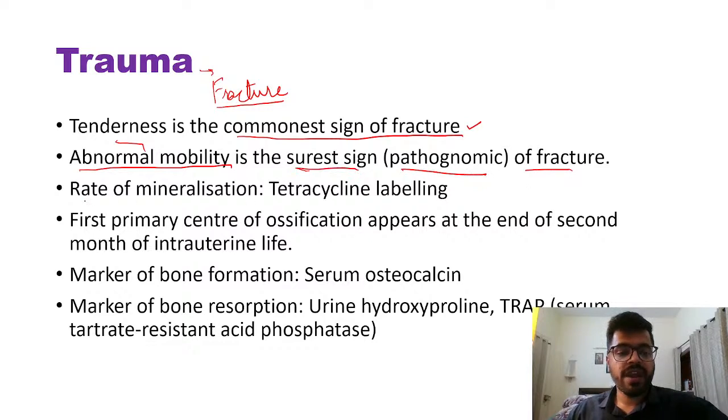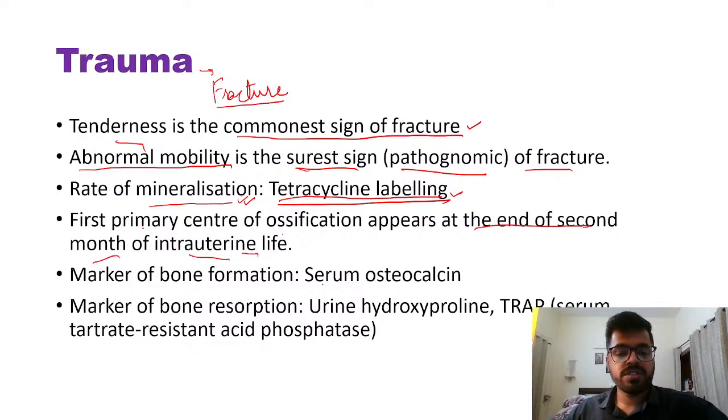Then we have a few facts like rate of mineralization. For rate of mineralization of bone, we do tetracycline labeling. Tetracycline gets lodged inside the bone, and the rate of deposition of tetracycline into bone will be equivalent to the rate of mineralization. So that's how we can assess it. First primary center of ossification appears at the end of second month of intrauterine life.